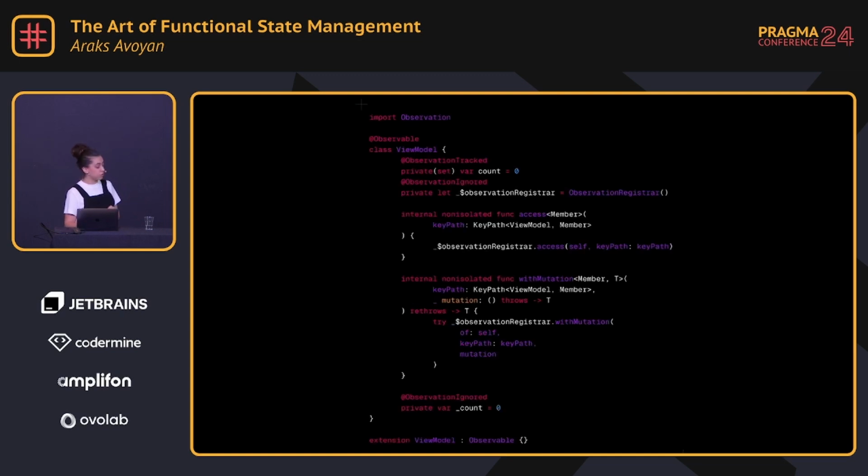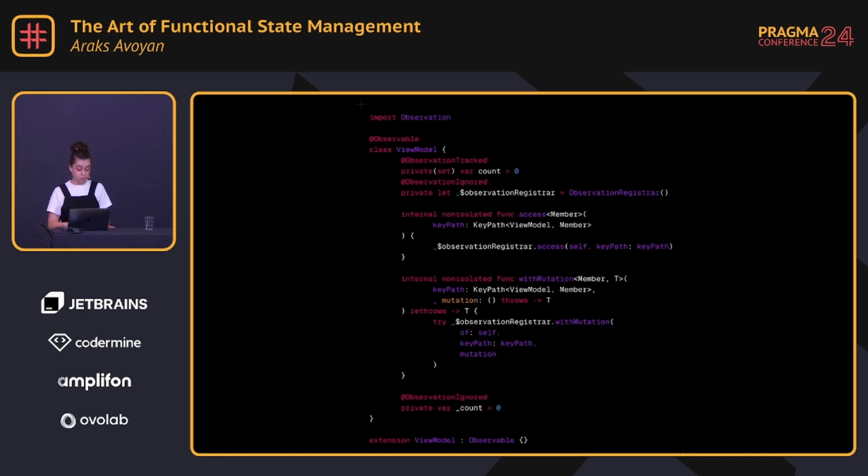A nice thing about macros is that they add code for us and can be expanded by right-clicking and choosing the expand macro option in Xcode. Let's do exactly that and see what the macro added for us. Going from the bottom up, we can see that it adds conformance to the observable protocol, the observation registrar used inside the access and with mutation methods, one observation tracked variable, and one observation ignored variable. The most important things to notice are the observation registrar variable and the 2 methods, access and with mutation.